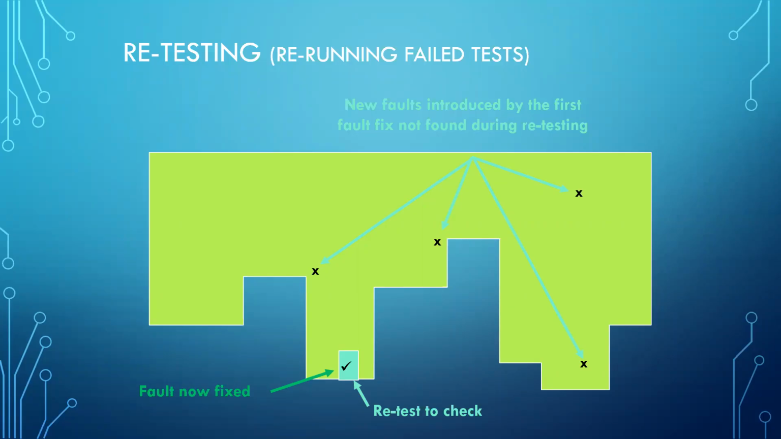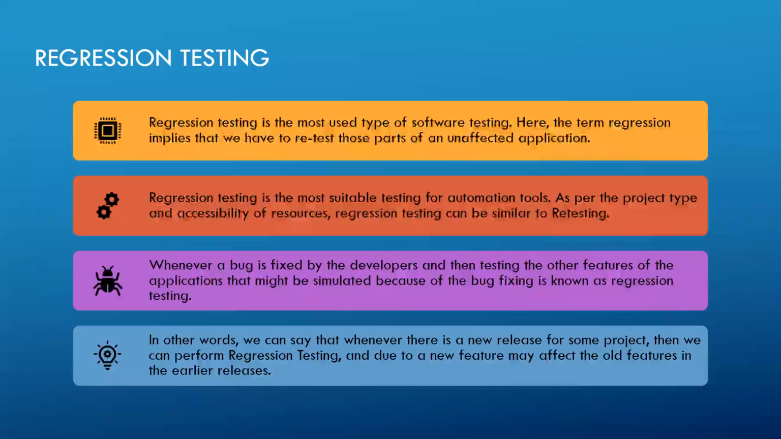How do we ensure that these issues will be identified as part of retesting? But this is not possible as part of retesting, right? Because we are going to execute the same set of test cases. So to handle this, we have another process called regression testing. Regression testing is the most used type of software testing. Here the term regression implies that we have to retest those parts of an unaffected application.